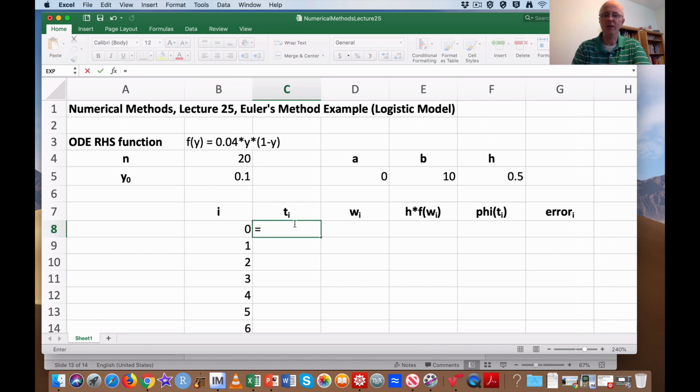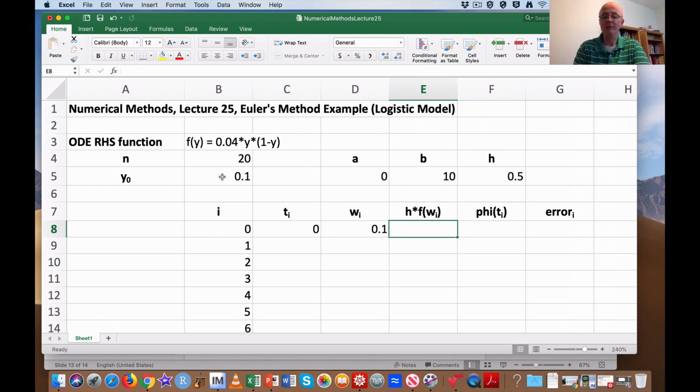t0 is the initial value of a. I can type equals D5 there if I want to change a. That will get updated. So yeah, if I change this to a 1, for example, this gets updated to a 1, and that got updated to a 0.45. Let's go back to 0. I want w sub 0 as well. That is the function value at t equals 0, which is the initial condition. So this is B5.